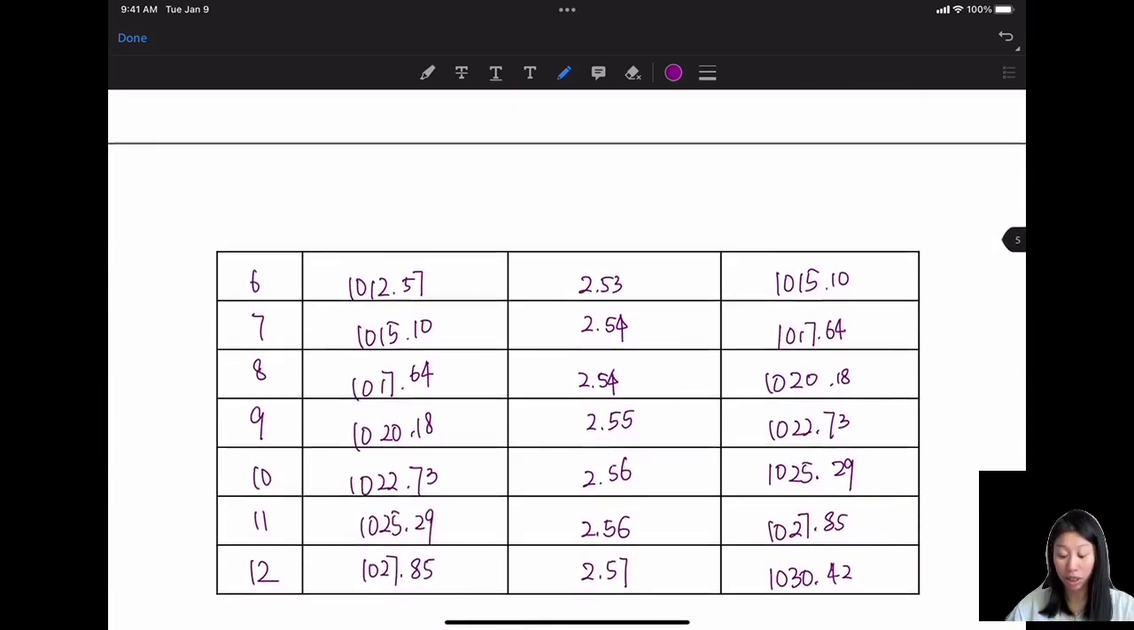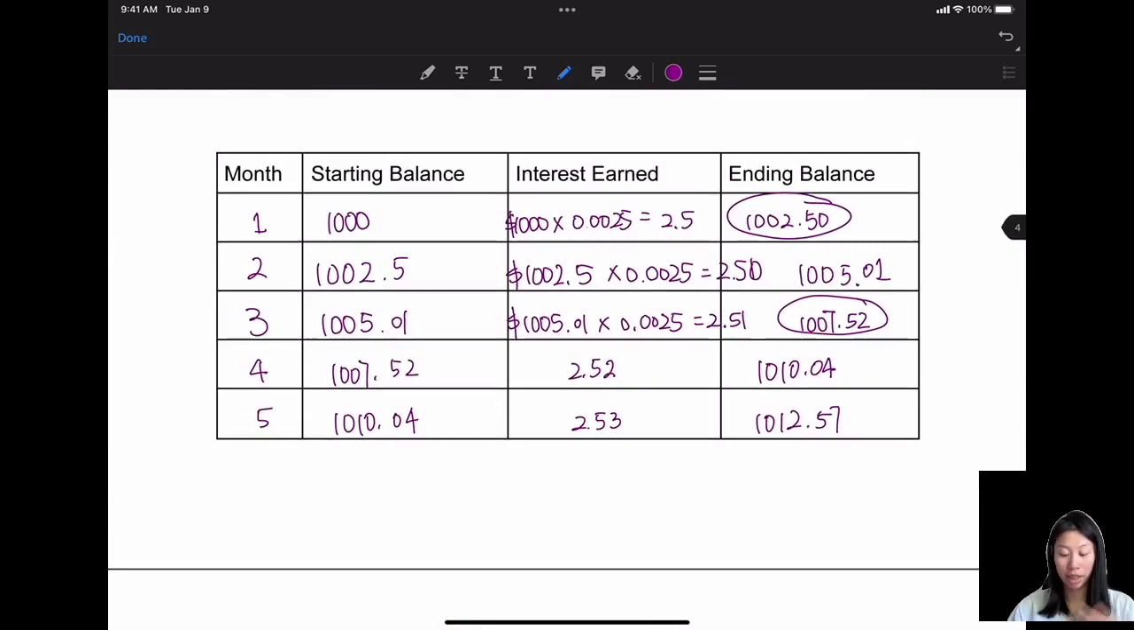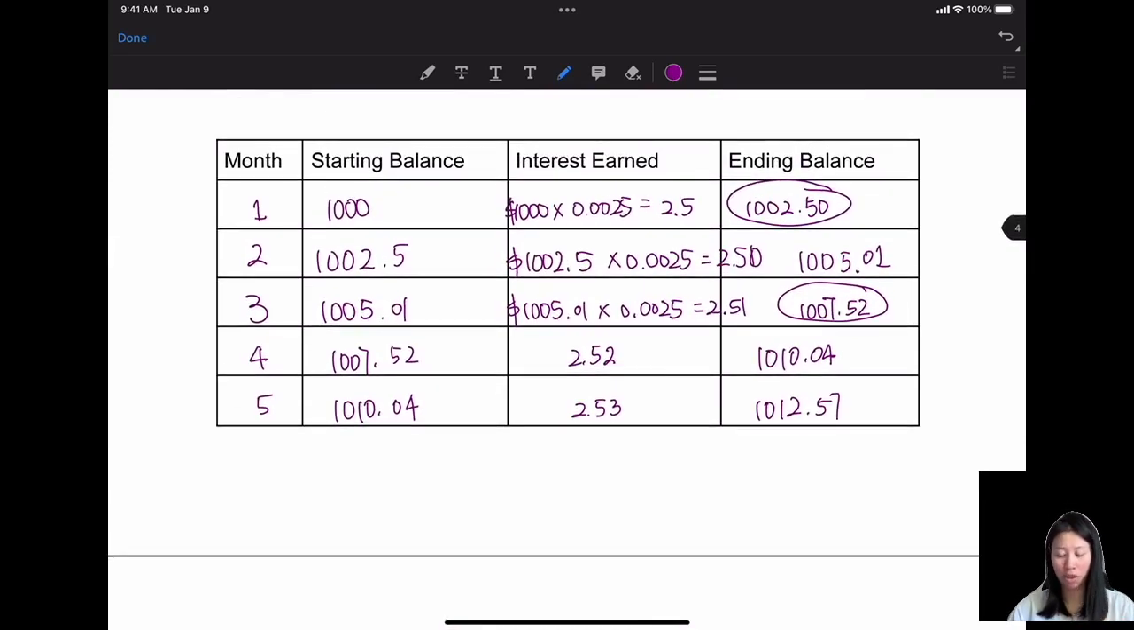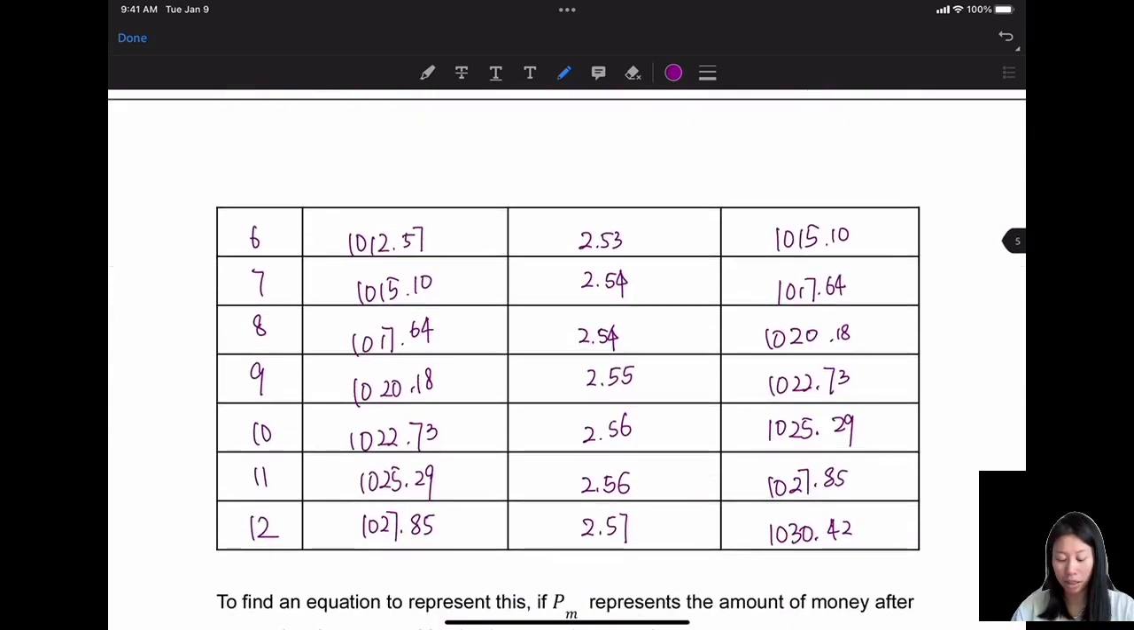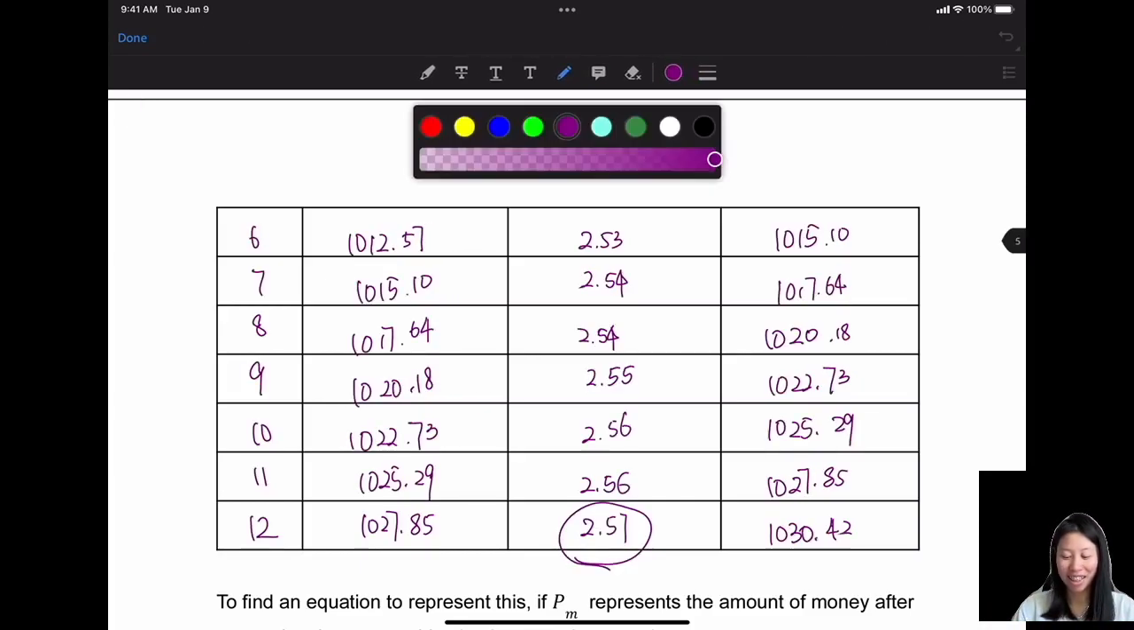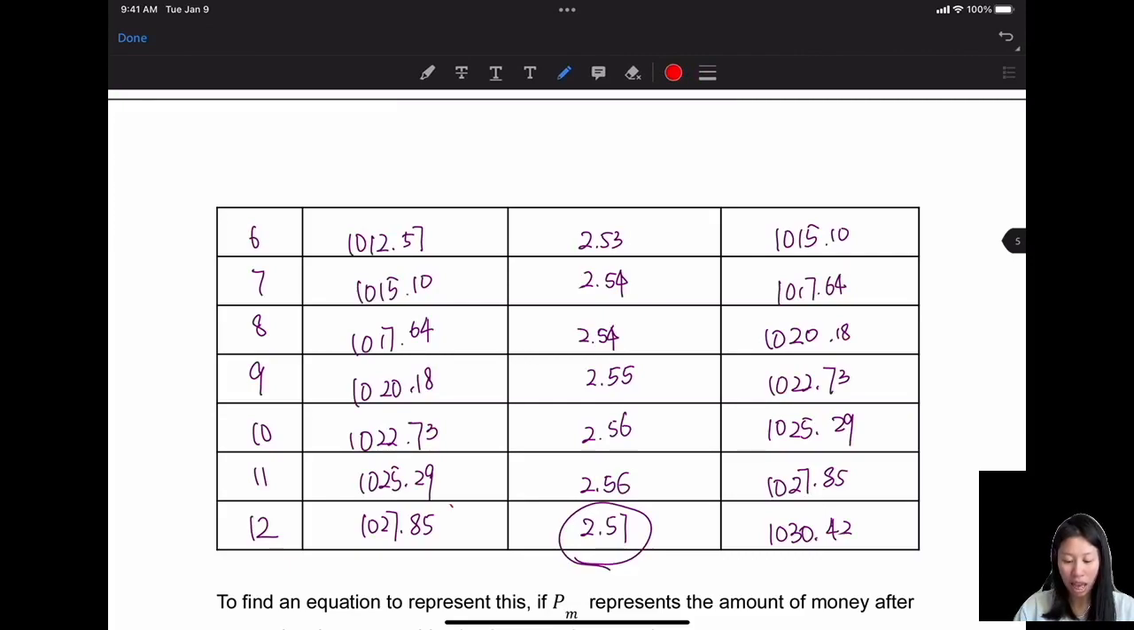Now if you take a look, you might notice that the interest we earned each month starts with $2.50, and then by the end, each month you're going to earn $2.57. The interest gets bigger and bigger. Why is that? That is because our starting balance is getting bigger and bigger. So that's why our monthly interest payment is getting bigger and bigger.